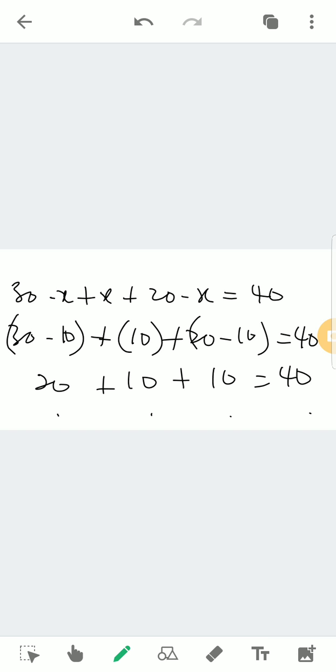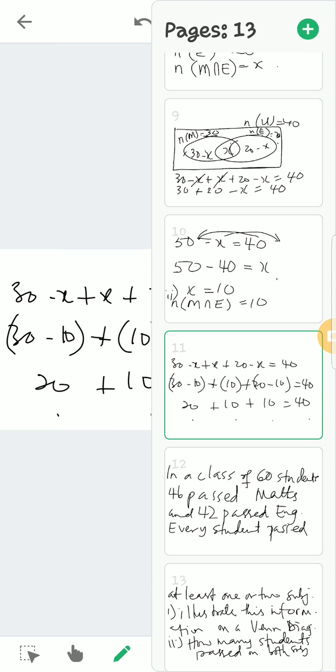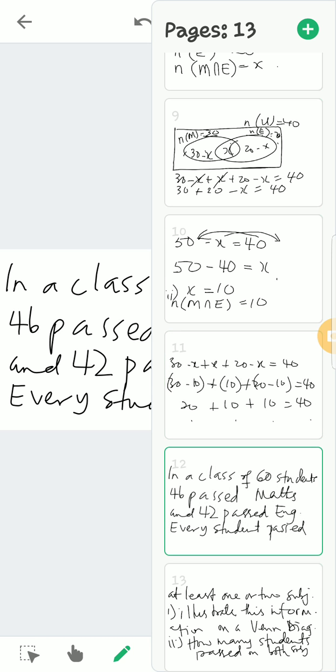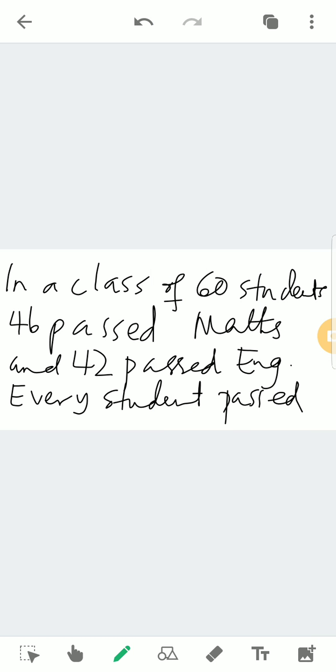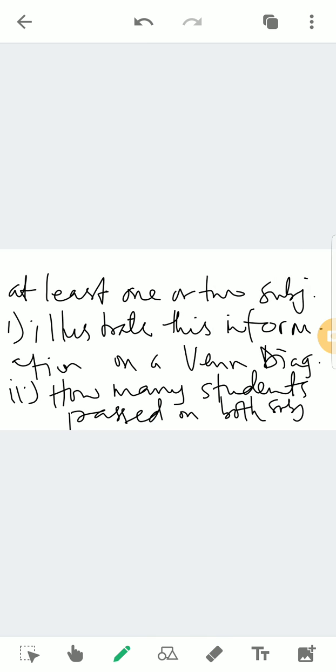It's going to take a gradual process. So I'm going to give you another work that you try your hand on, a simple one like what you have just done. It says, in a class of 60 students, 46 passed maths and 42 passed English. Every student passed at least one of the two subjects. 1. Illustrate this information on a Venn diagram. And how many students passed both subjects? So this is a simple question for you to answer.